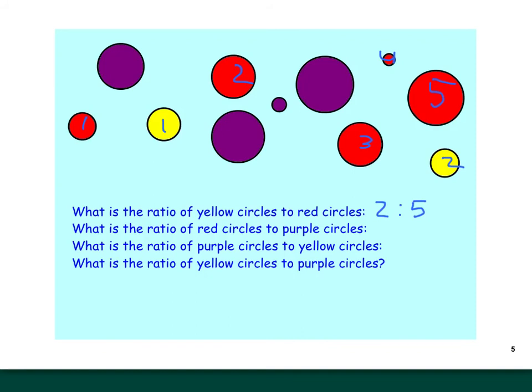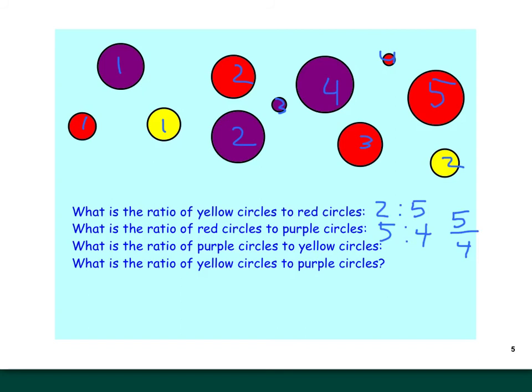For letter B, we have what is the ratio of red circles to purple circles. Well, I already counted the red circles, and there's 5 of them. My purple circles, I have 1, 2, 3, 4. So my ratio is 5 to 4. Notice it is possible, if I wrote this in fraction form, the 5 would go on the top, the 4, the second number, would go on the bottom. I can have an improper fraction here. Important that I need to keep that in improper fraction form.